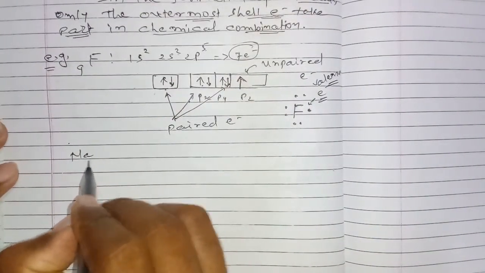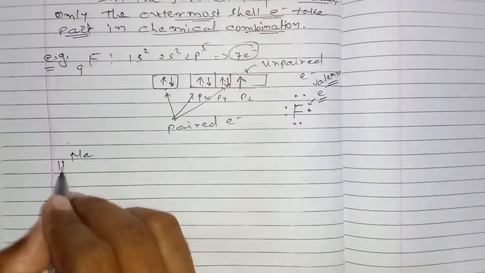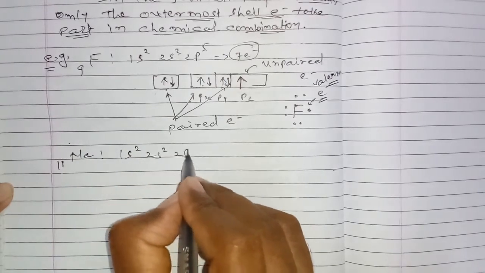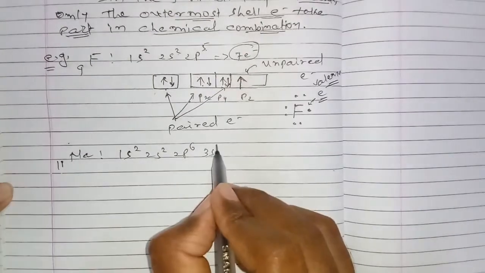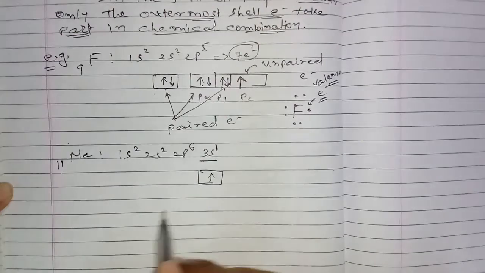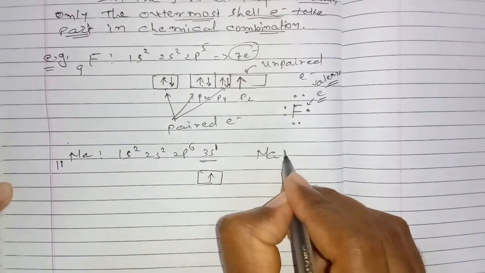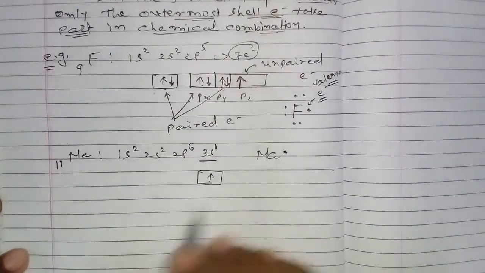For example, sodium, its atomic number is 11. 1s2, 2s2, 2p6, 3s1. In the outermost shell there is a single electron. Here sodium has a single electron. Okay.